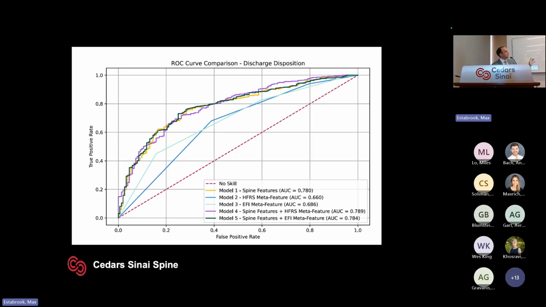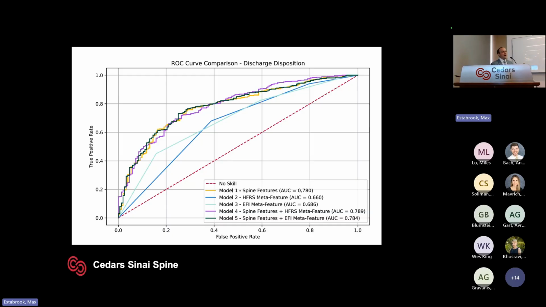And if you look here, this is an area under the curve for discharge disposition to home. The light blue and the dark blue are the frailty indices. So you can see that they far underperform the yellow curve, which is our machine learning prediction. So we're really not meeting the mark. You know, the AUC is 0.78 versus 0.66 and 0.68.